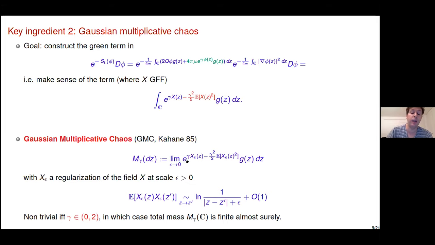Especially what he showed is that this random volume form is non-trivial, meaning it's not the zero volume form on the complex plane, if and only if gamma is in 0,2. And this is why, up to now, Liouville field theory, we can only tackle it for gamma between 0 and 2 when we use probabilistic tools. It's because if we want to make sense of this interaction term, it's non-trivial when you try to define things in a probabilistic manner only if gamma is in the interval 0,2.